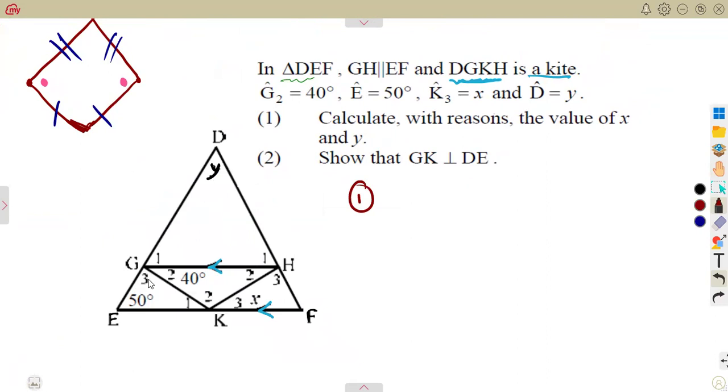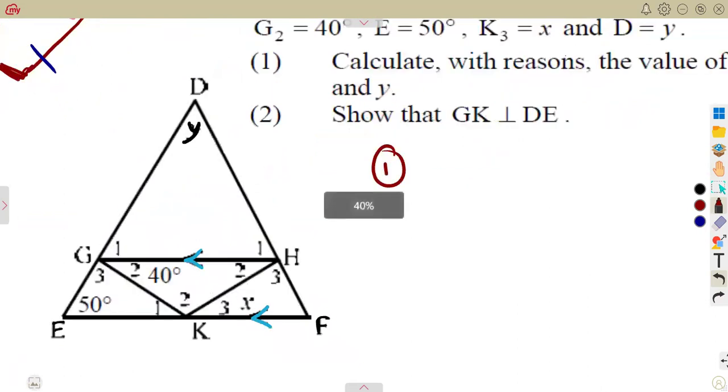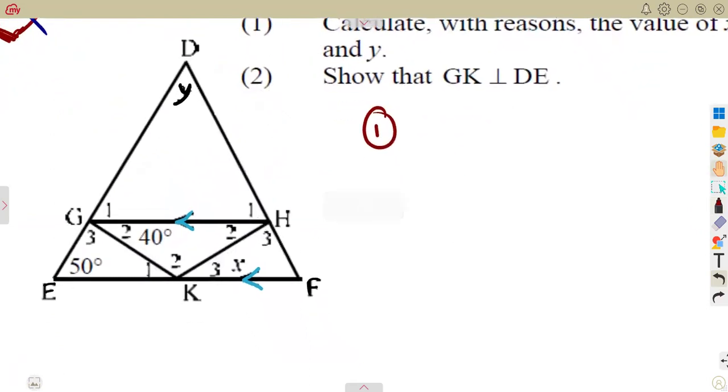Whatever part that you can use, there we have got the parallel sides. We've got these two sides which are parallel. So from these parallel sides, this is what we can conclude, that angle H2 and this K3 are equal. We are forming a Z, alternate angles. So this is going to be X, same as this K3. That is what we know about these two.